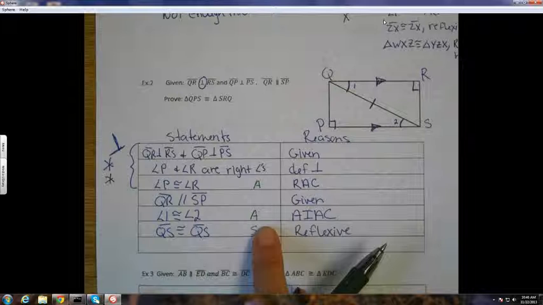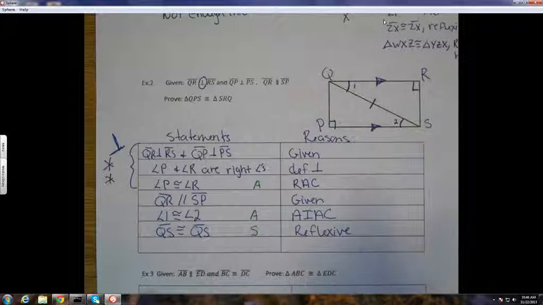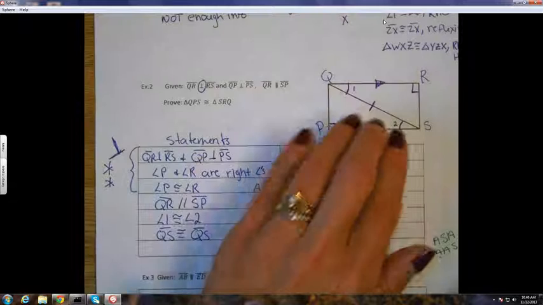Nope. 2 angles and a side. Which ones are they? I've either got ASA or I've got angle, angle, side. Those are the only 2 that have 2 angles and a side. What position are my cover up?